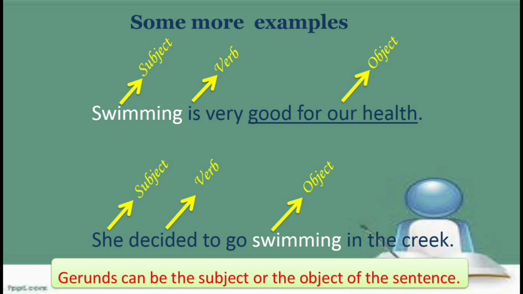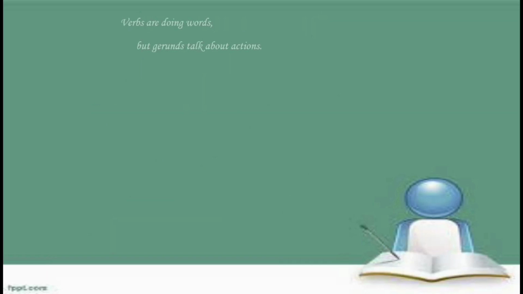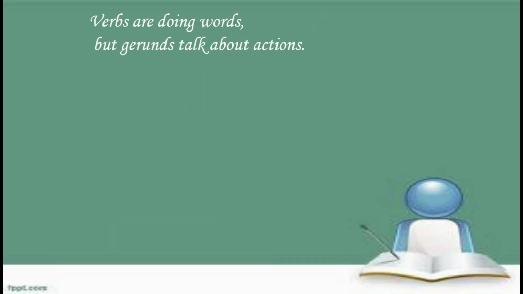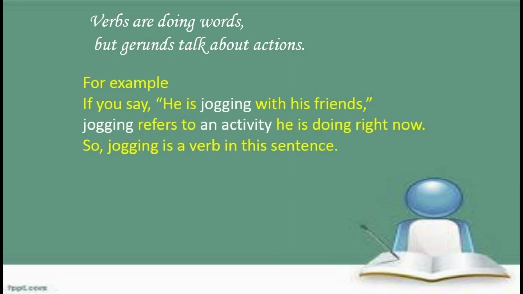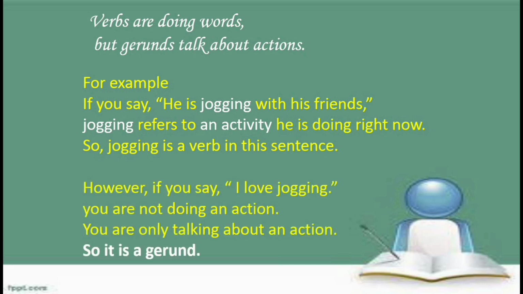It is very important to note that verbs are doing words, but gerunds talk about actions. For example, if you say, he is jogging with his friends, jogging refers to an activity he is doing right now. So jogging is a verb in this sentence. However, if you say, I love jogging, you are not doing an action, you are only talking about an action. So it is a gerund. Remember, verbs are doing words, gerunds only talk about actions.